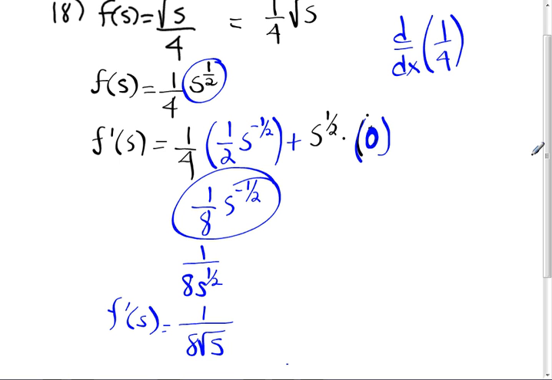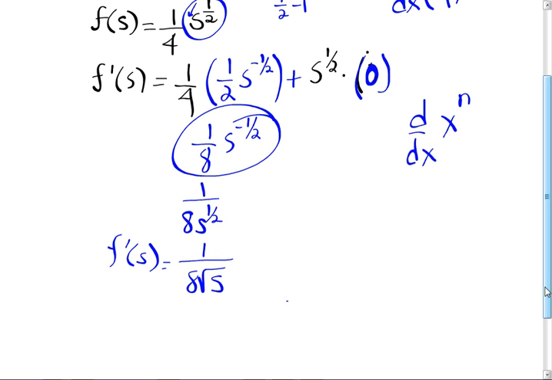I just use the power rule. So you pull the 1/2 in front and then subtract 1. Yeah, that's the power rule. The derivative of x to the n, where n is any number, is n x to the n minus 1. N is any real number. It could even be a radical.